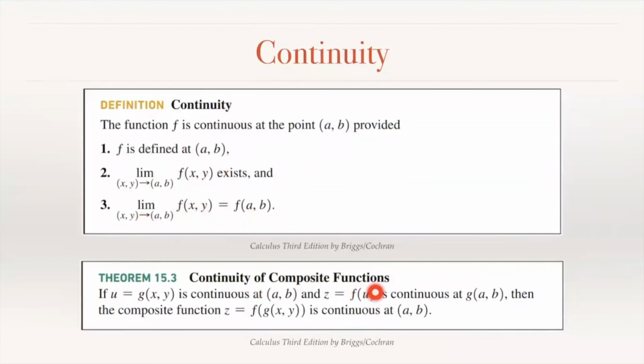And continuity of composite functions. If a function u equals g of (x, y) is continuous at (a, b), and z equals f of u is continuous at the output g of (a, b), then the composite function f of g of (x, y) is continuous at (a, b). In other words, you can compose continuous functions and they're still continuous.